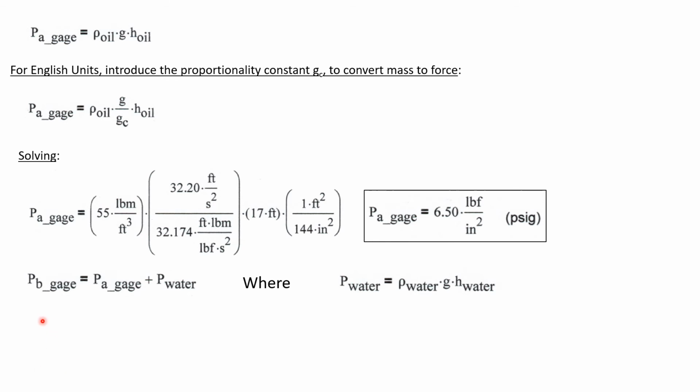Now, what is the gauge pressure at point B? We can do this rather simply. We can simply say it's the gauge pressure at point A plus the pressure of the water in between the two. And remember, the pressure of the water is rho gh. So we can substitute now rho gh for the pressure of the water. And we have the gauge pressure at point B is the gauge pressure at point A plus rho gh for the water.